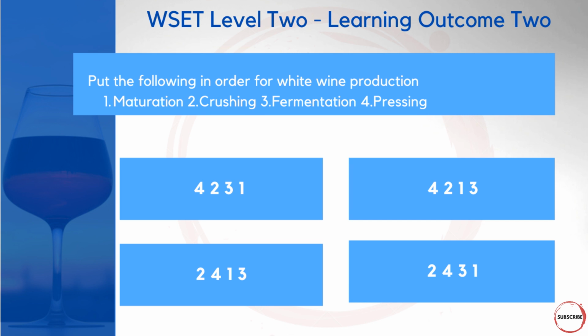And of course the white wine production processes are slightly different to the red wine production processes, purely because we want to be able to extract some colour when it comes to red wine making. So in the case of white wine making, the correct order here is crushing, pressing, fermentation and then maturation. So that's 2, 4, 3, 1.